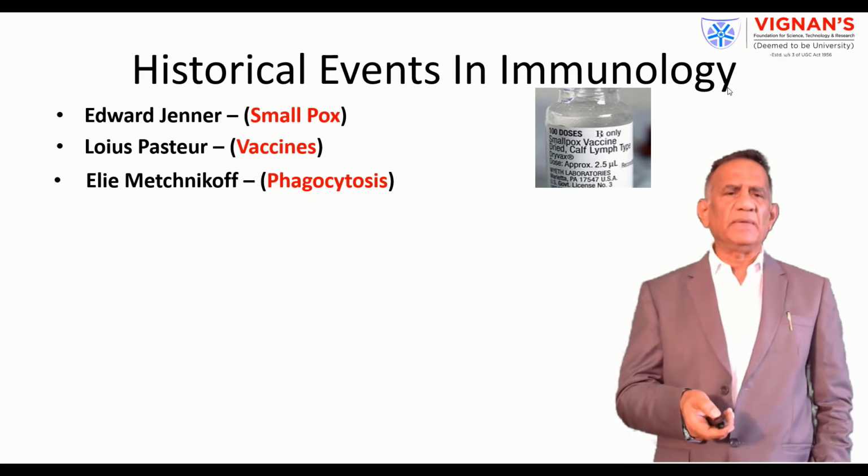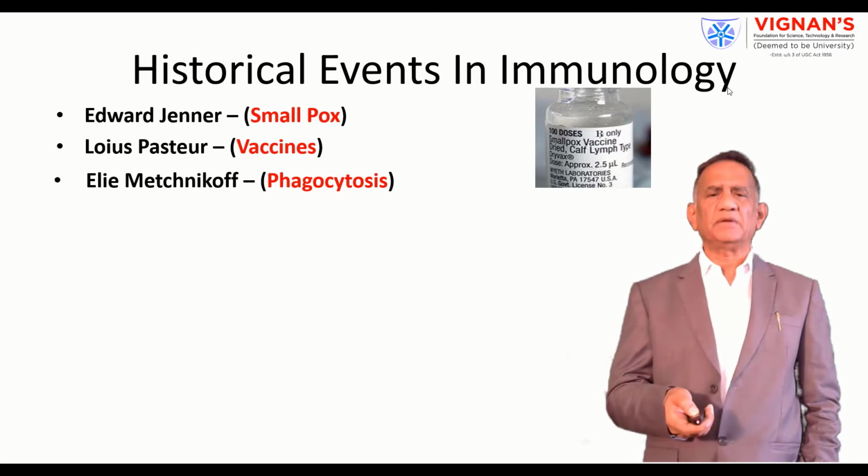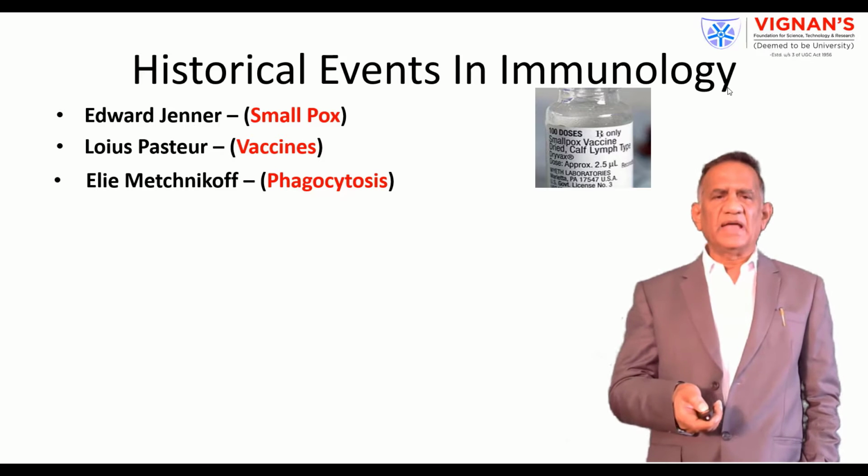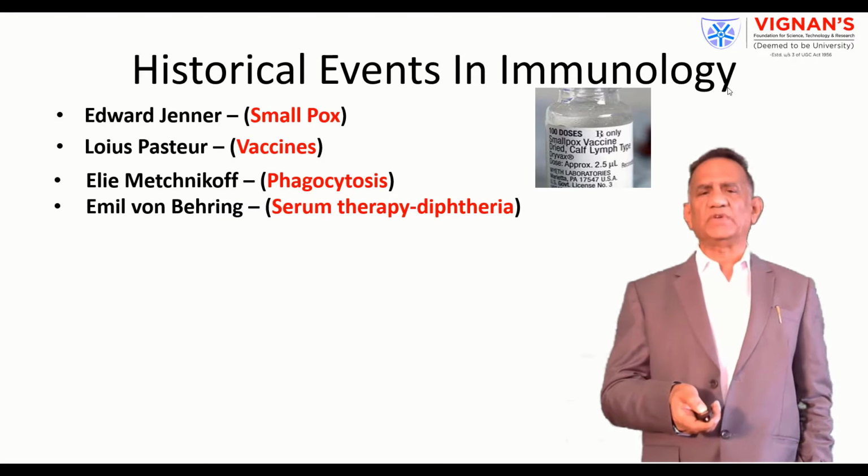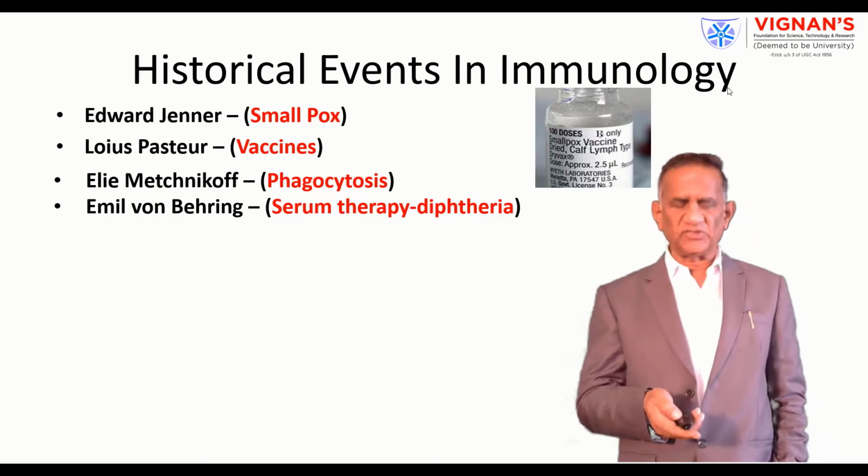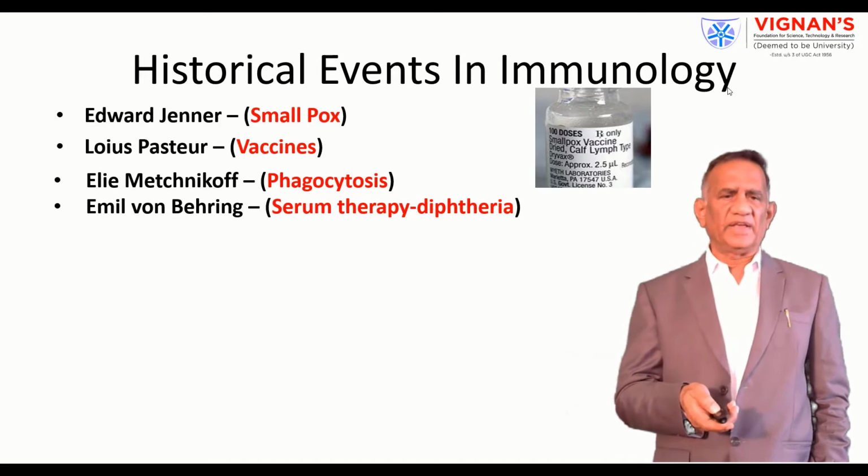The next one is Emil von Behring. He did the serum therapy of diphtheria infections, and the serum therapy that he showed in those days we are now continuing as plasma therapy, which is spoken of at length nowadays.